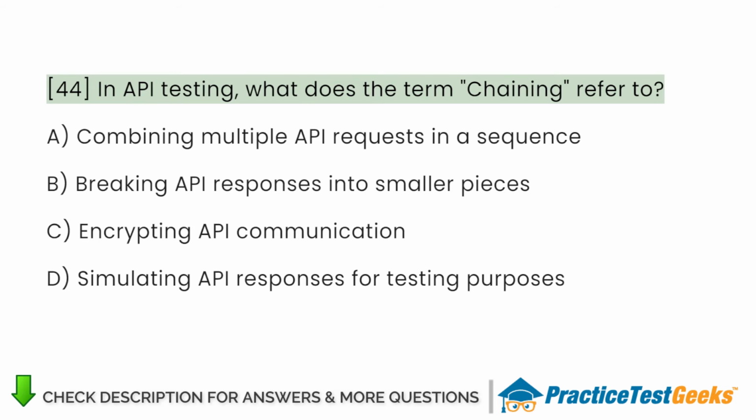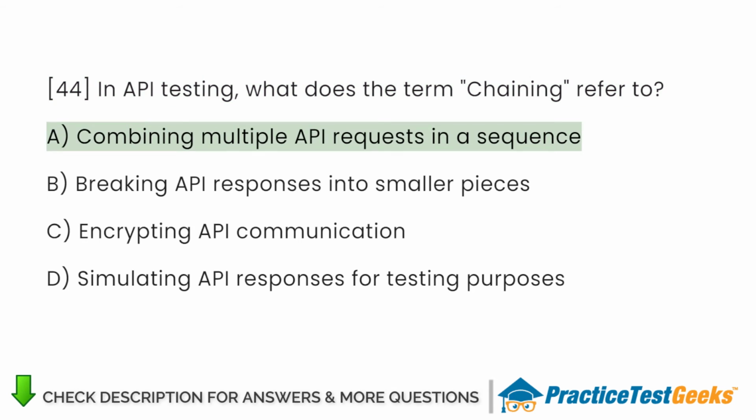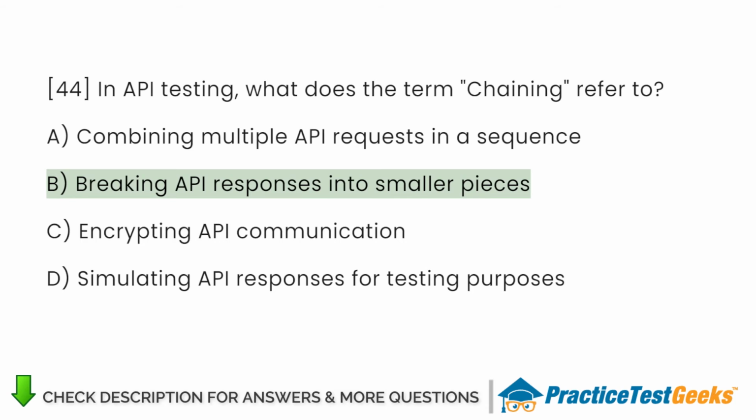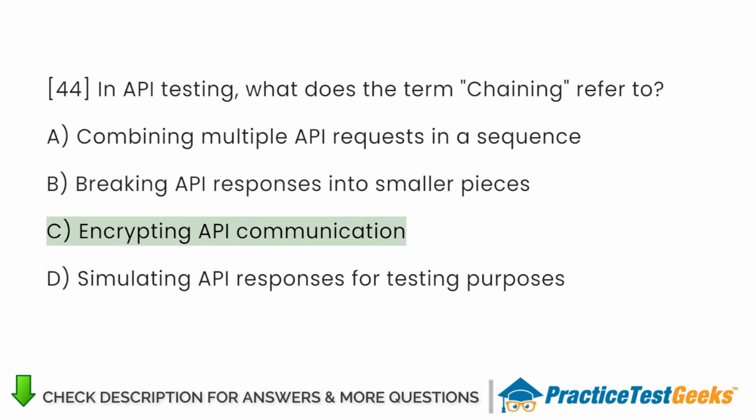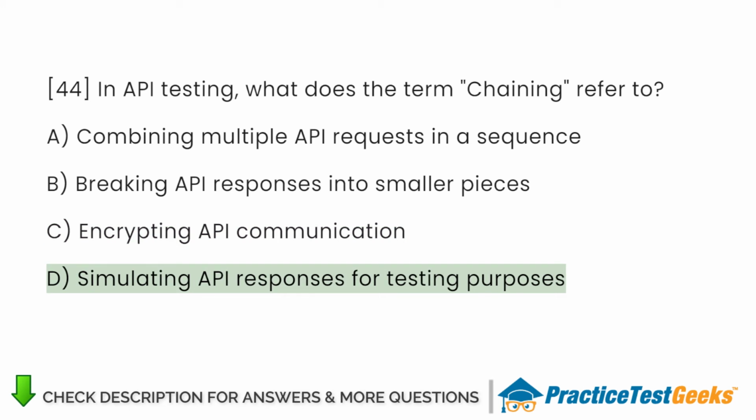In API testing, what does the term chaining refer to? A. Combining multiple API requests in a sequence. B. Breaking API responses into smaller pieces. C. Encrypting API communication. D. Simulating API responses for testing purposes.